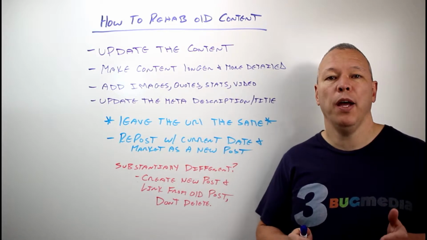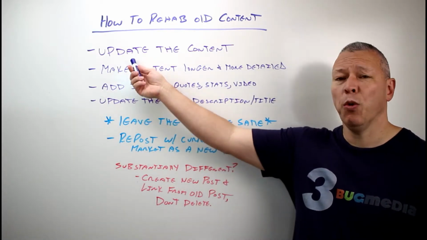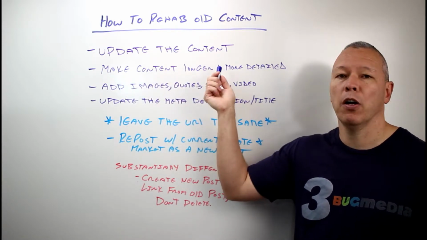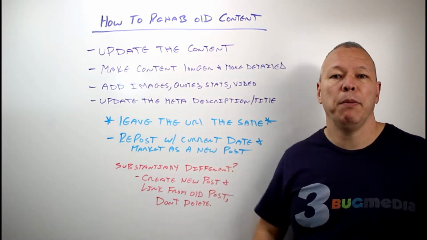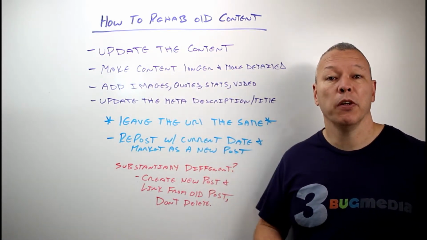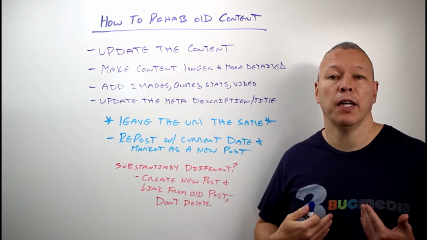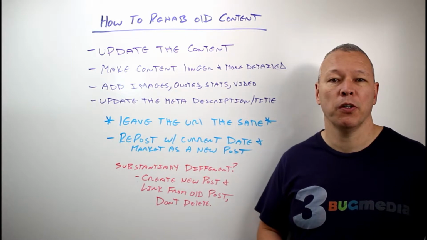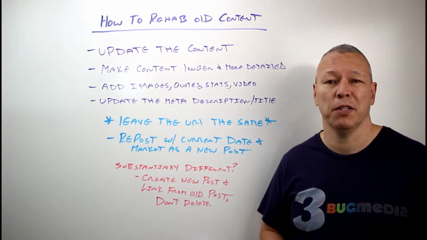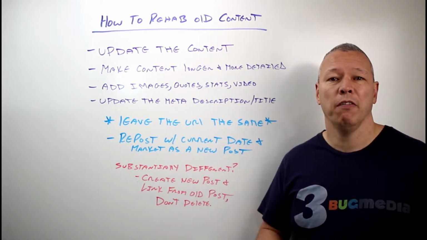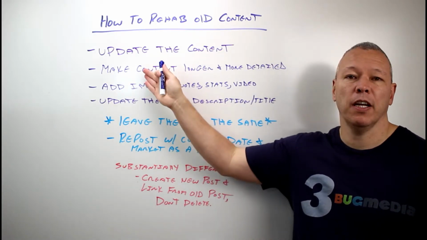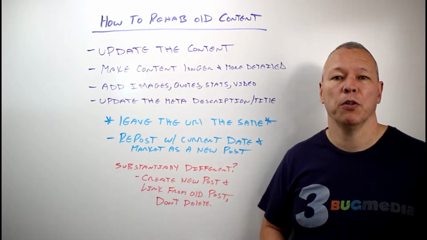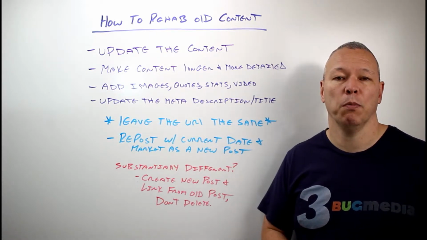Okay, once you have that content, what you want to do is update it. You want to make it longer and more detailed. Maybe that original content you did a number of years ago, and that's my case. A lot of my older content is shorter, 500 words. Some of them don't have images in them. I can revisit that content and make it longer, maybe turn that 500-word blog post into a 700 or 800-word blog post.